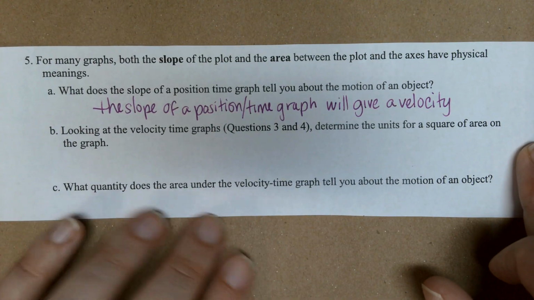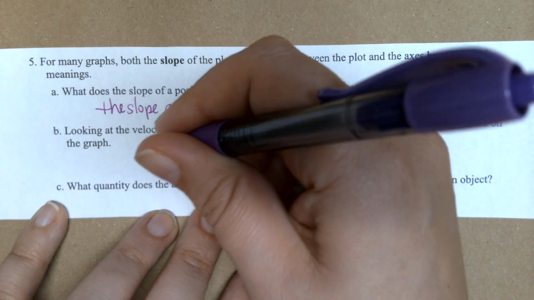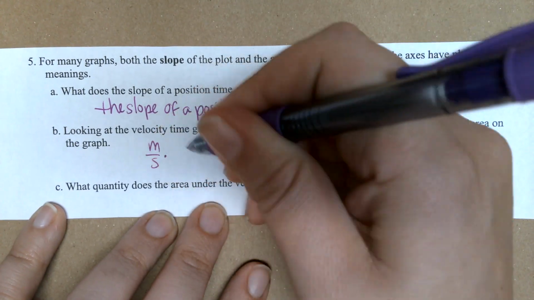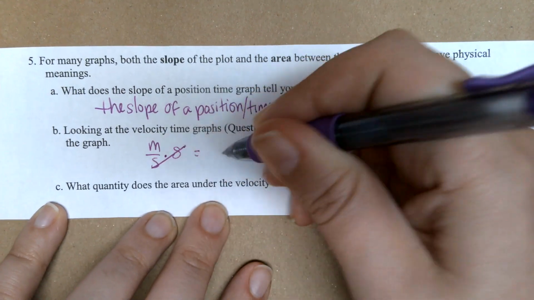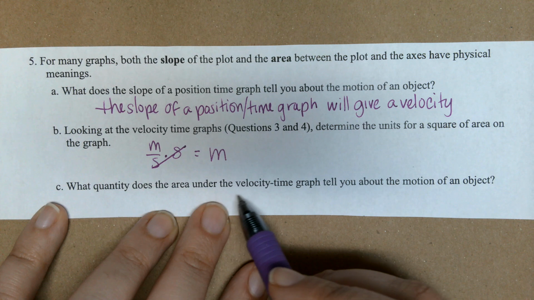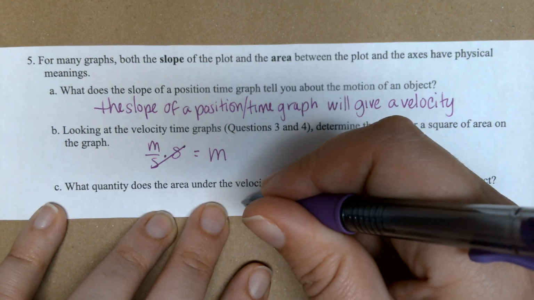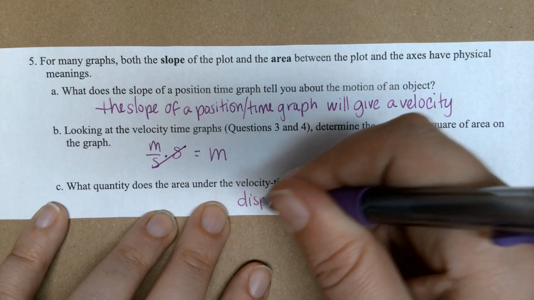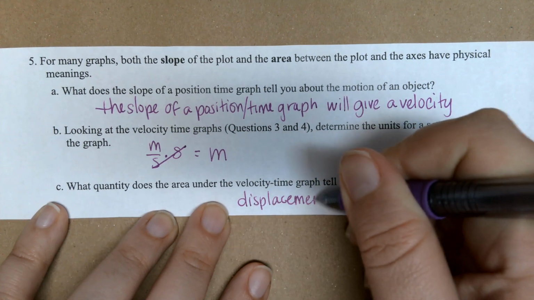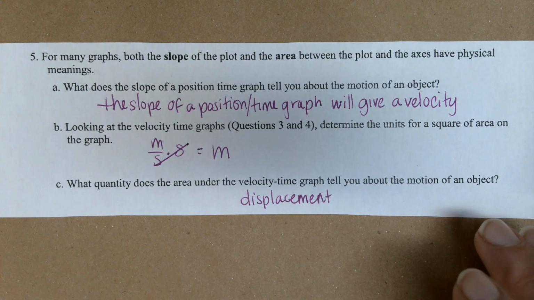So the units for square of area under the graph are going to be meters per second times seconds, or meters. And what quantity does the area under the velocity time graph tell you about the motion of the object? The quantity that it tells you is displacement.